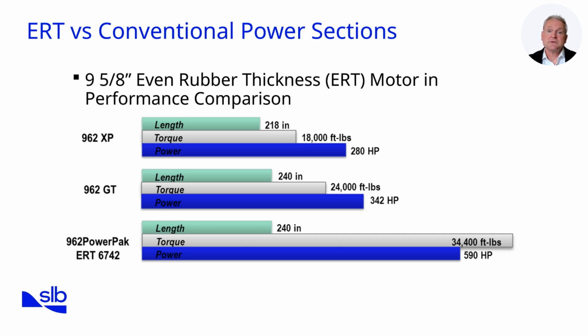At the same length of 240 inches, this motor delivers 34,400 foot-pounds of torque and 590 horsepower, significantly higher than both conventional designs. The key takeaway here is that the ERT design not only matches conventional motors in size, but also provides a step change in torque and power. This results in improved drilling efficiency, enhanced performance in demanding formations, and a more robust motor for high torque applications.